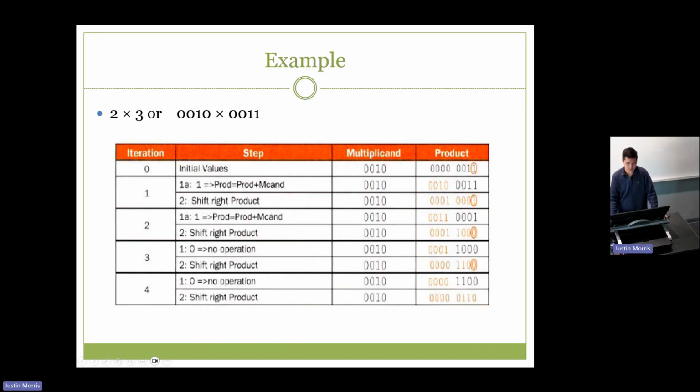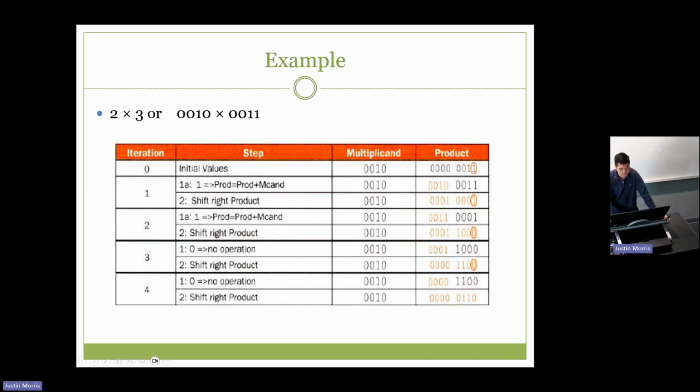All right, so here is our table for this one. So again, we're doing 2 times 3, but now we have fewer things to keep track of. So our initial values, the multiplicand is 2, and then our product register, which is going to hold our multiplier in the bottom half. So we look at our product register's first bit. It's 1, so we add the multiplicand to the top half of the product. And we shift the product register to the right by 1.